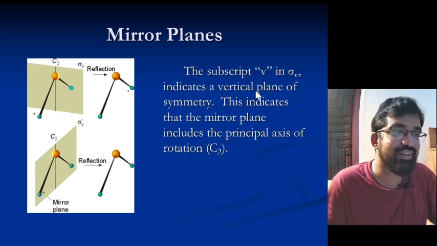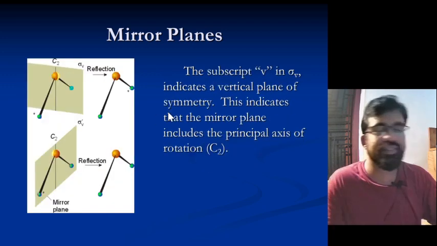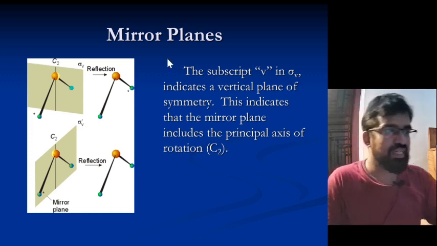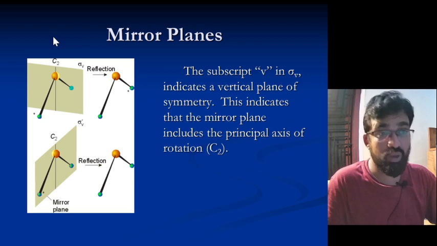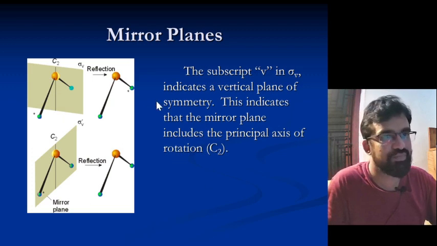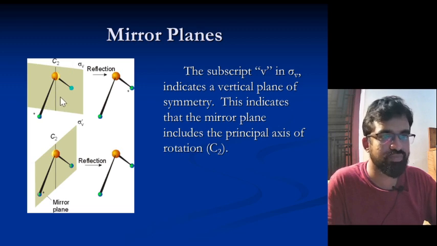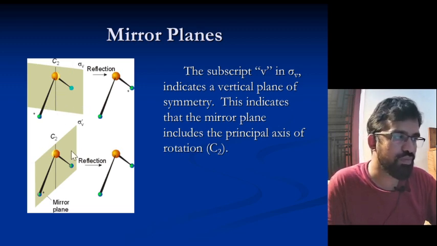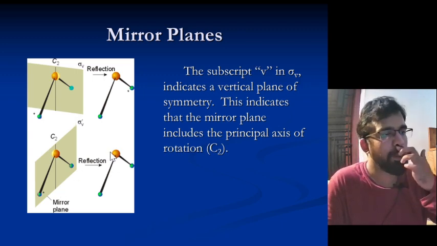There are sigma v, sigma d, and sigma h. When the plane of symmetry passes through the principal axis, it is called sigma v. So this is sigma v. Two sigma v's are there for the water molecule.